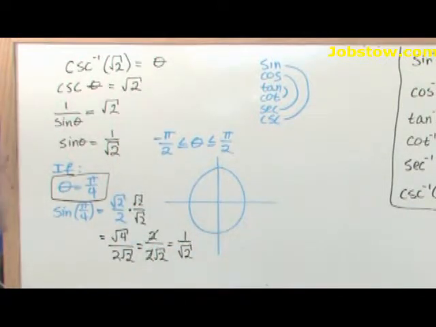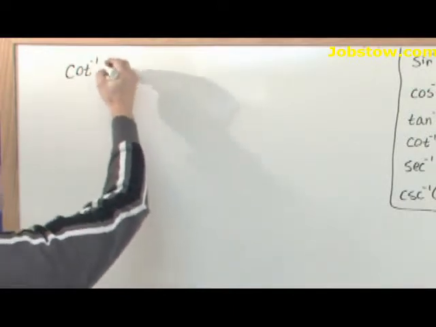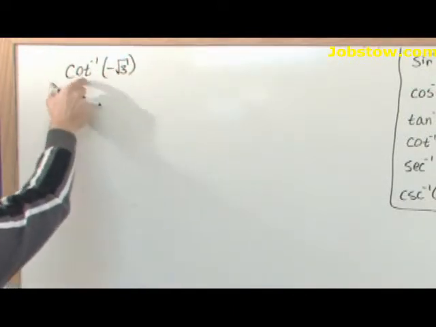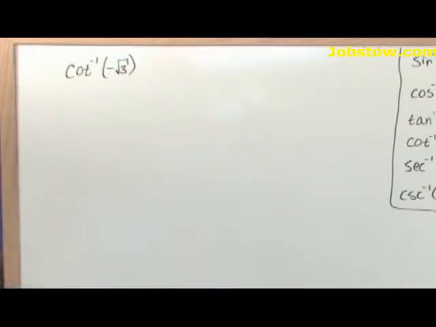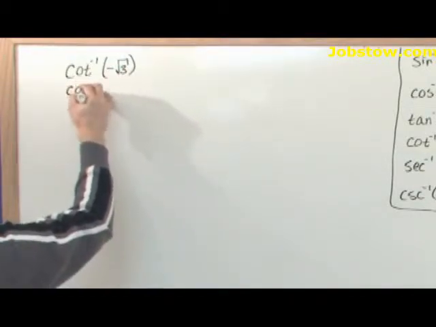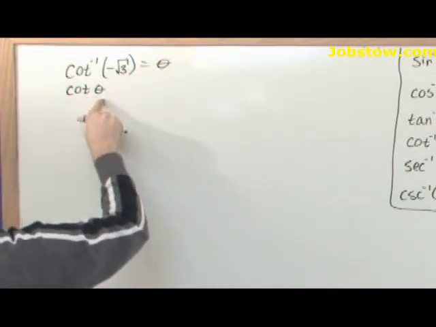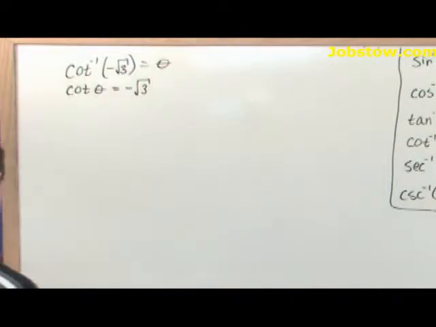Okay, the next problem says cotangent inverse of negative square root of 3. So I'm taking the inverse cotangent, or the arc cotangent, of negative square root of 3. The way I always proceed next is I rewrite it. I say the cotangent of some angle, because remember this is going to return some angle back, is just equal to negative square root of 3.